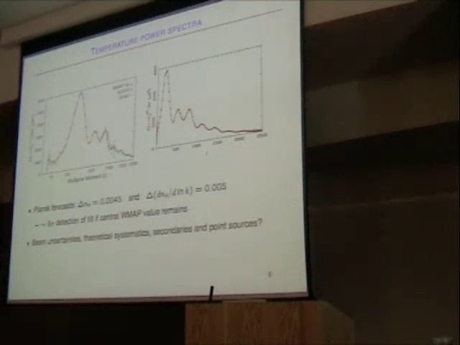In practice, doing this is actually quite difficult well out into the damping tail, because there are all sorts of issues that become important, like uncertainties in your experimental beam, and theoretical systematics. As well as working on lensing, Chris Hirata has been doing a wonderful job recomputing the recombination history, which turns out to be rather important for parameters in this part of the spectrum. And then, of course, there's the issue of point sources, which dominate on small scales.